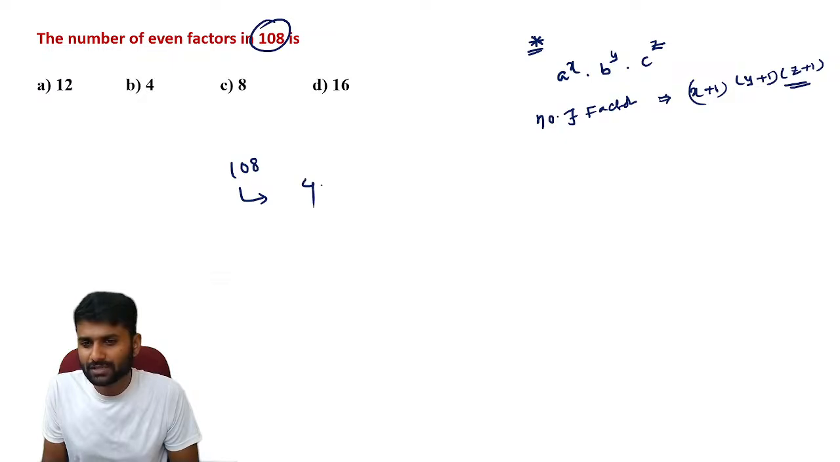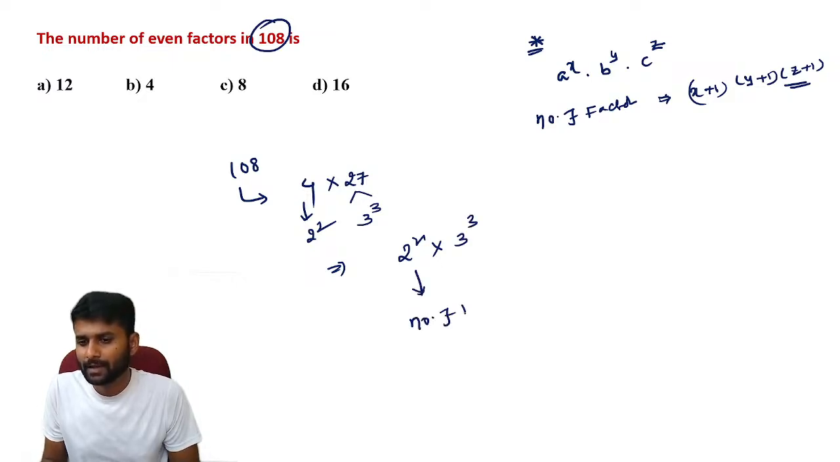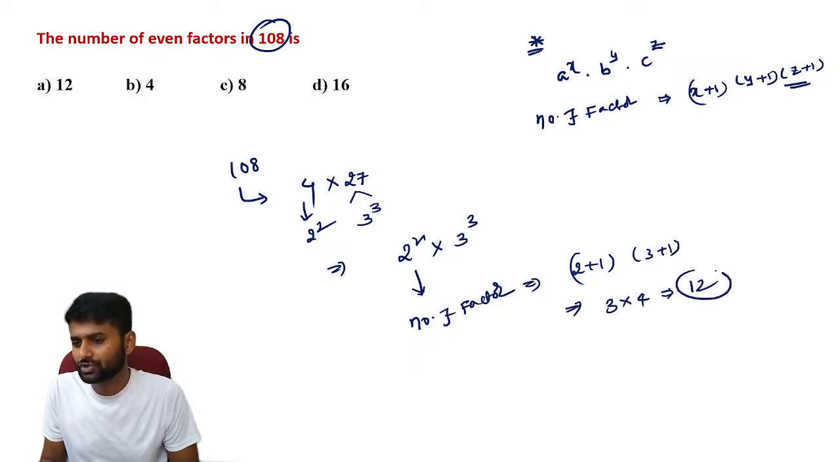So 108 is 4 times 27. So 27 can be taken as 9 into 3. So let's convert directly: 27 is 3 cube, 4 is 2 square. Here the number of factors of 2 square and 3 cube, according to the formula, is 2 plus 1 into 3 plus 1. So here it is 3 into 4, equal to 12.